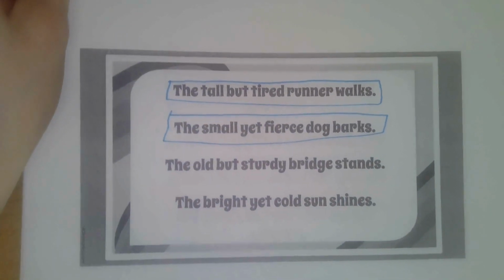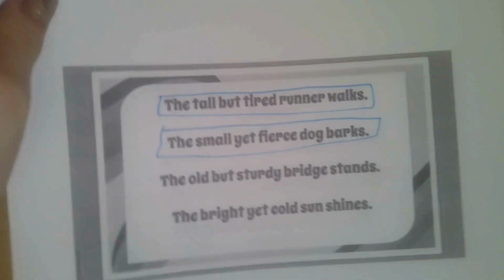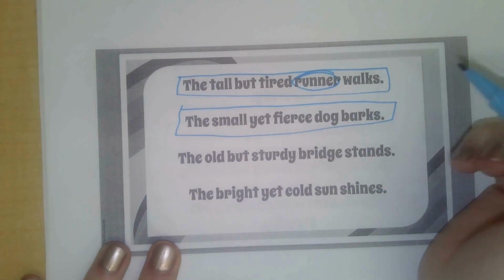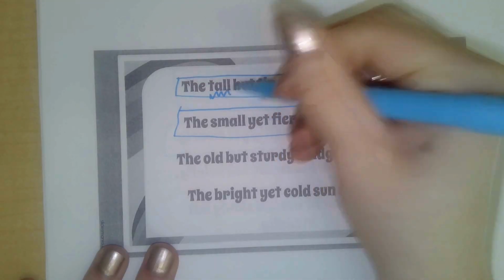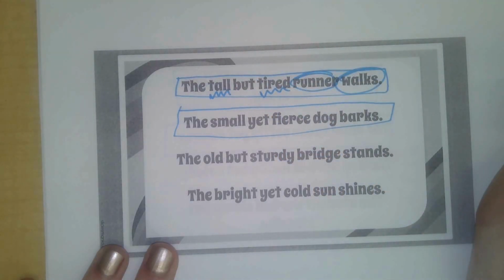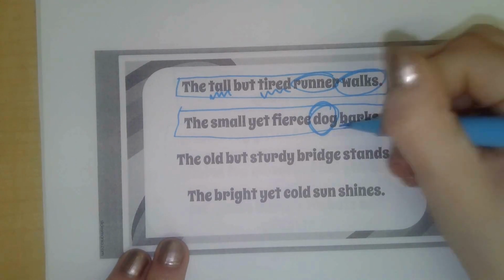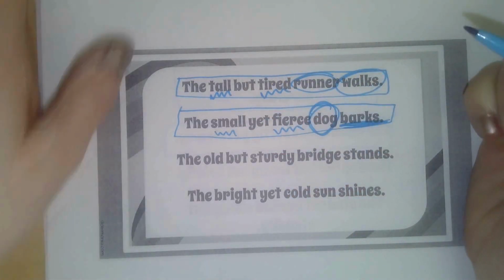Now, the tall but tired runner walks. The small yet fierce dog barks. In this one, we have a single subject, the runner. We have a single verb, he walks. But we have more than one adjective. Same thing down here, single subject, dog. Single verb, barks. More than one adjective.